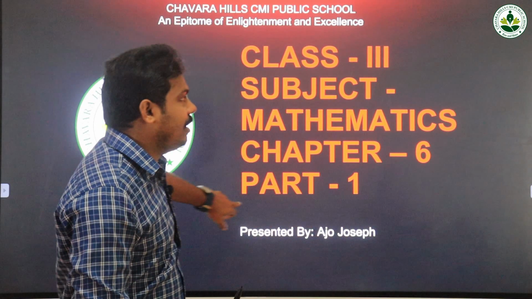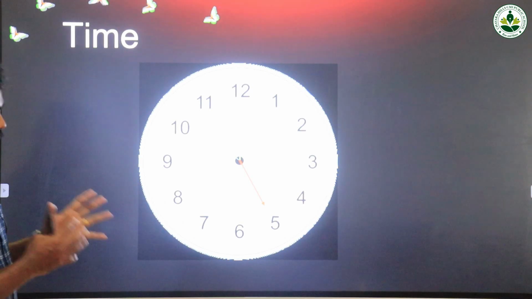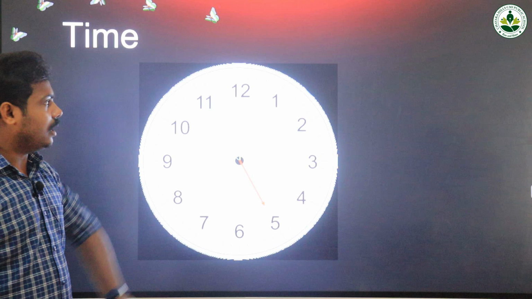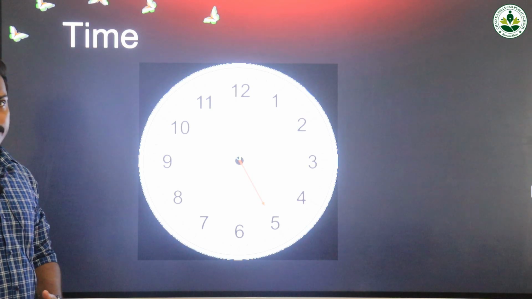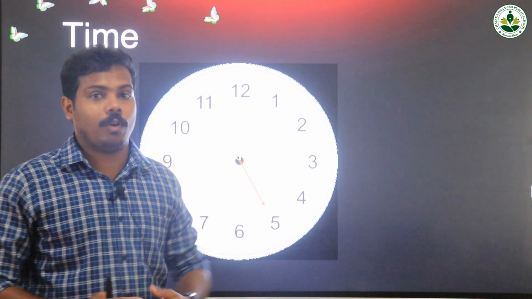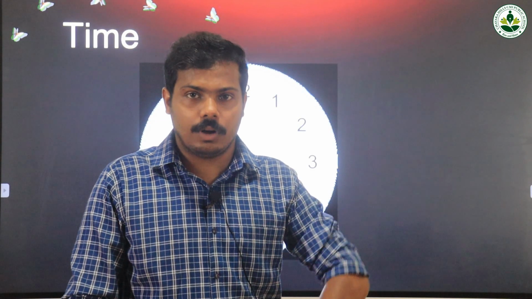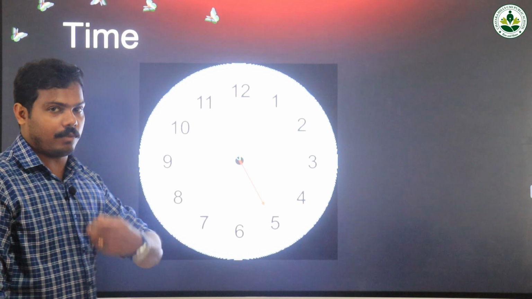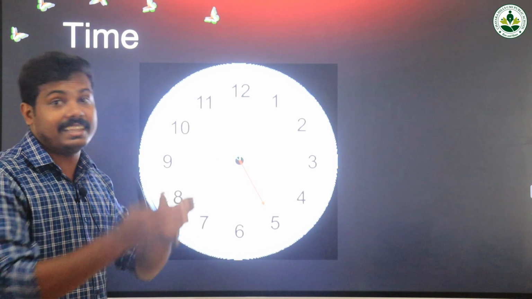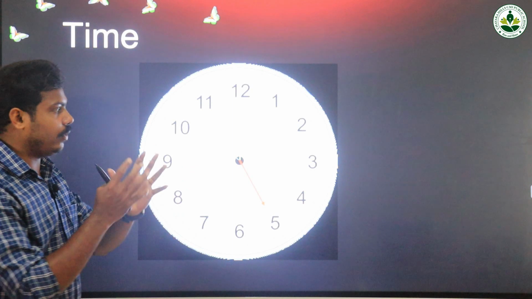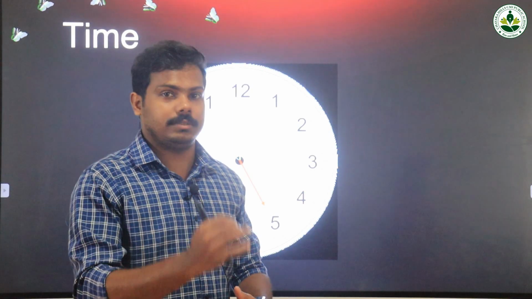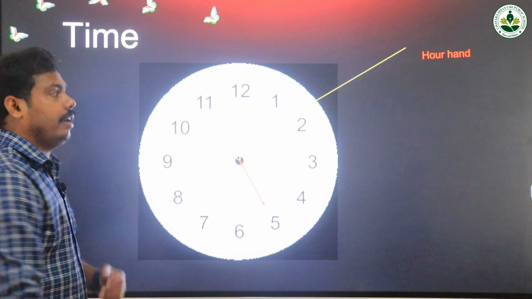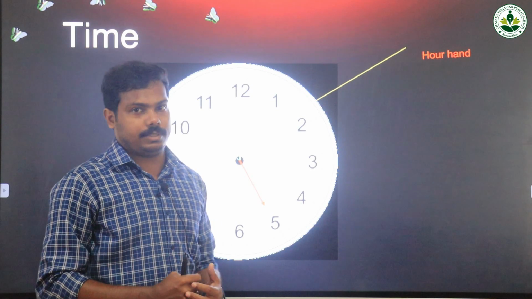Here you can see one clock and so many things are here. It has 3 needles and there are 12 digits. The needles are called hands of the clock. This green one, the smaller one, always indicates the hour. So it is called the hour hand.